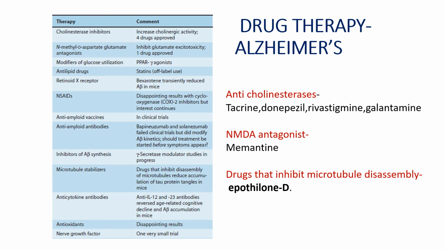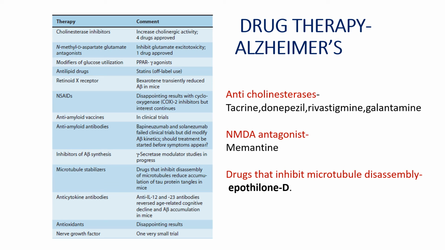So, the drug therapy of Alzheimer's. These are all the strategies. First, use of cholinesterase inhibitors. We know that there is a loss of cholinergic neurons in Alzheimer's, so we use cholinesterase inhibitors. There is also a theory that excitotoxicity may be a reason for the development of Alzheimer's disease, so we can use NMDA antagonists.